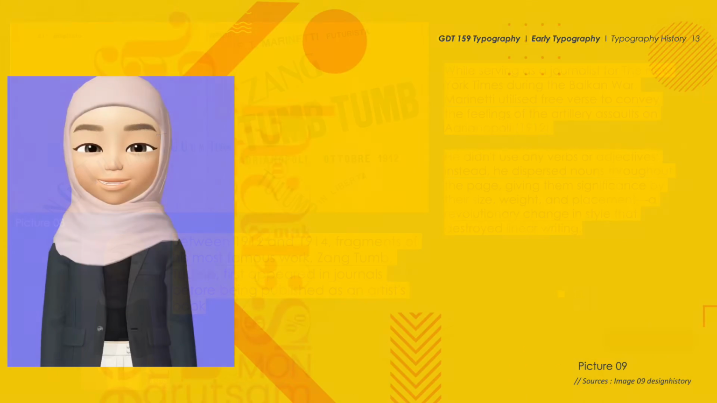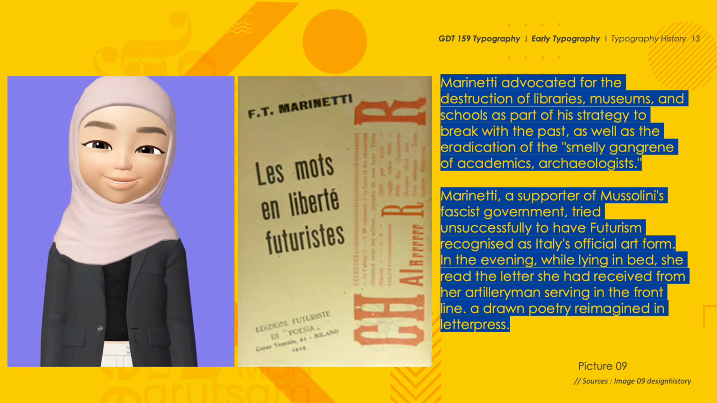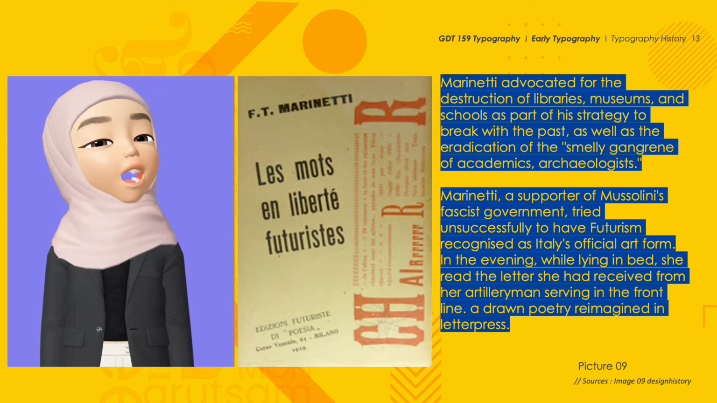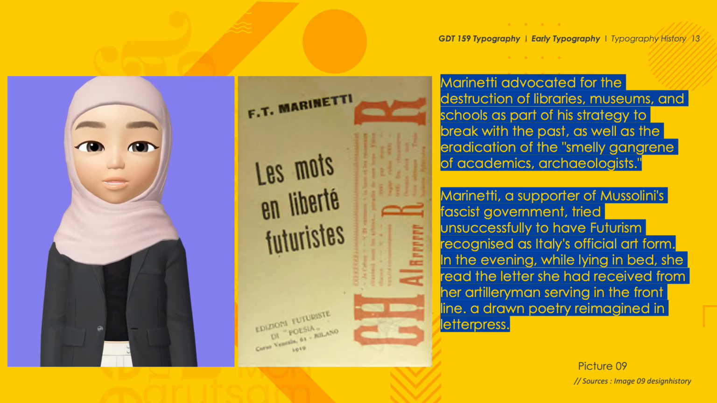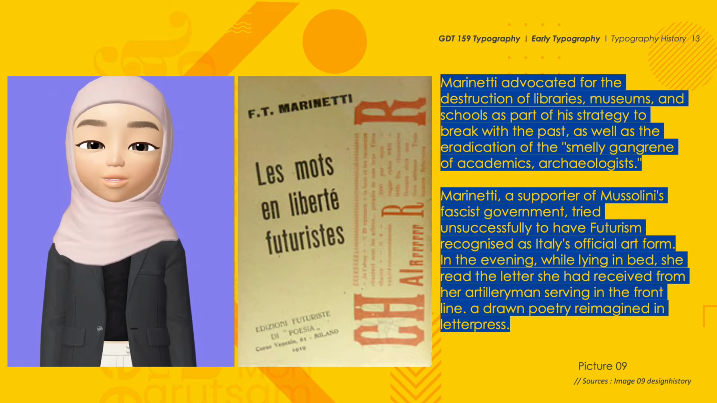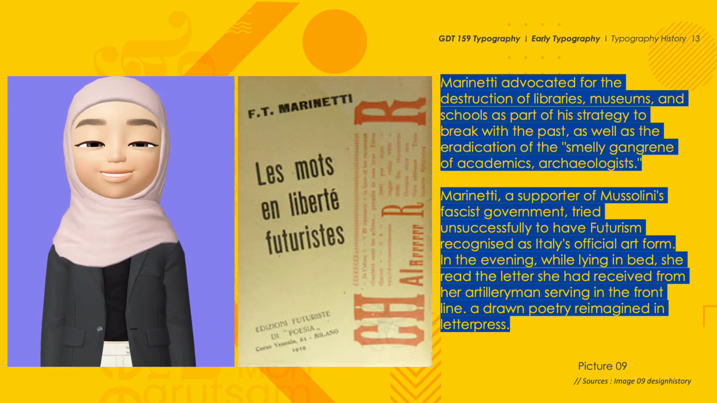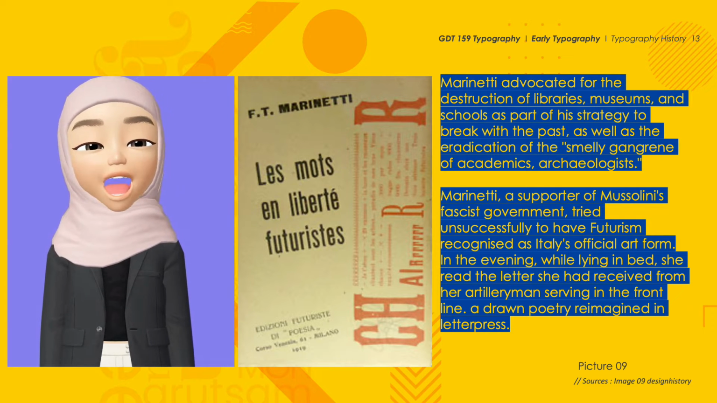Marinetti advocated for the destruction of libraries, museums, and schools as part of his strategy to break with the past, as well as the eradication of the smelly gangrene of academicians and archaeologists. Marinetti, a supporter of Mussolini's fascist government, tried unsuccessfully to have Futurism recognized as Italy's official art form.